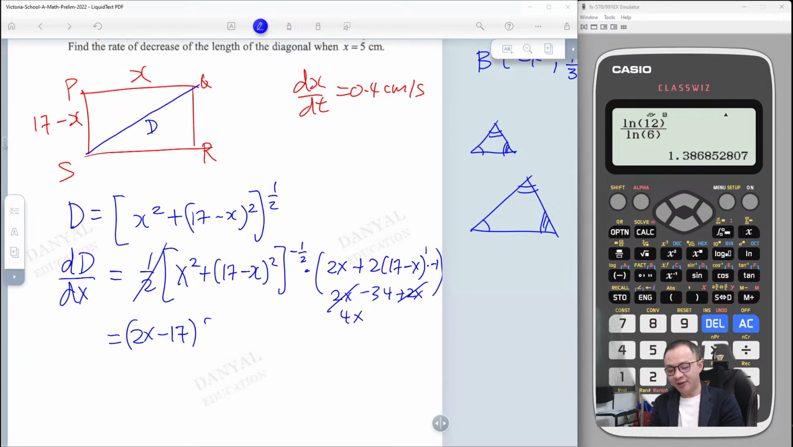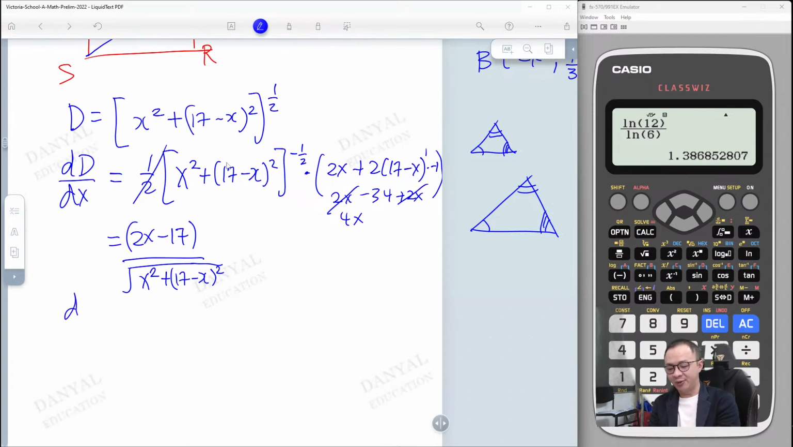So, and then whatever thing here is negative, square root. So it'll be square root of x squared plus 17 minus x squared. Okay, then the question tells me x equals 5, so I will need to substitute the 5 in here. So this one will be 10 minus 17 over square root of 25 plus 12 squared.